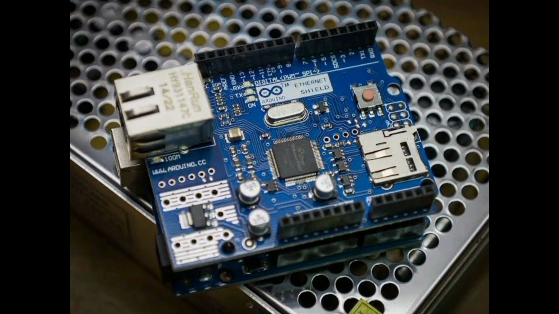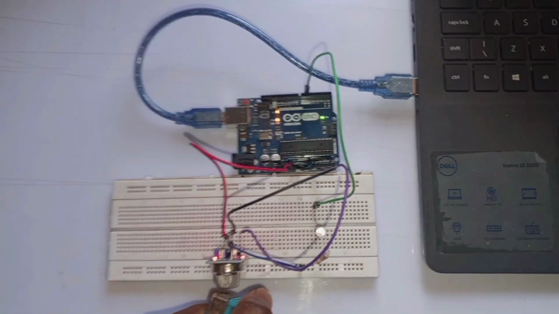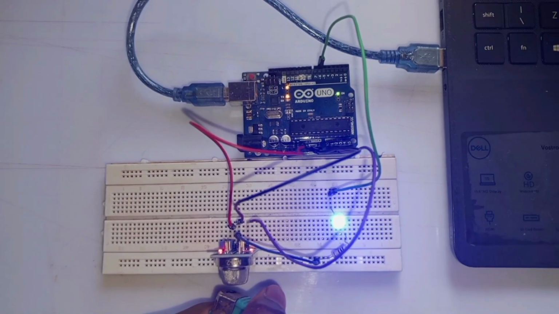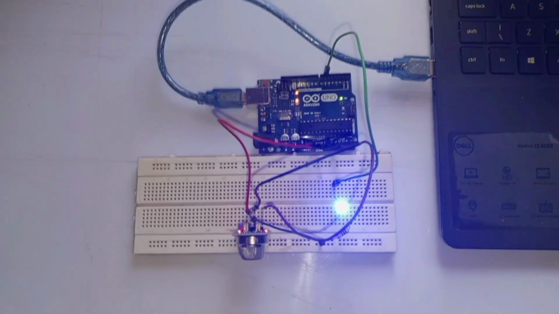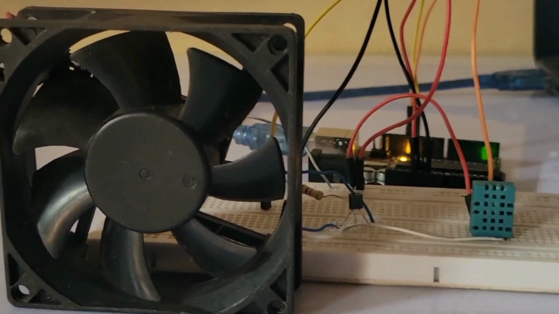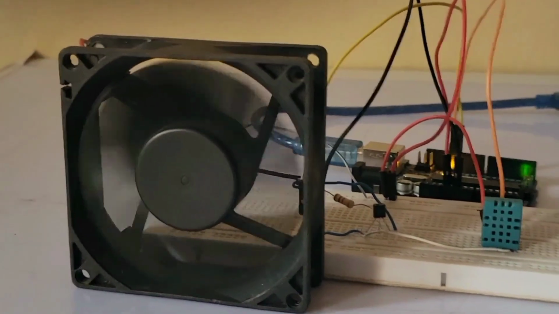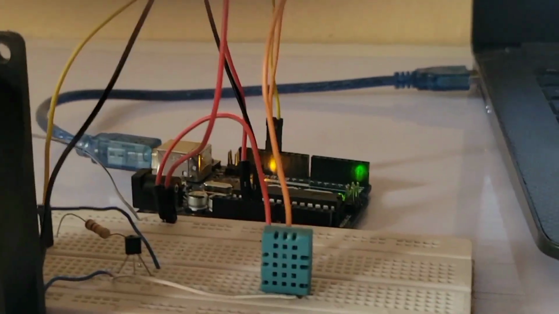With Arduino, you can connect inputs like sensors and buttons and control outputs like LEDs, motors, or displays. Here is a gas leakage detector project that senses gas and turns on an LED. We also have the temperature controlled fan, and it's all running on the Arduino development board. So Arduino is like a simple brain that follows the instructions you give it.